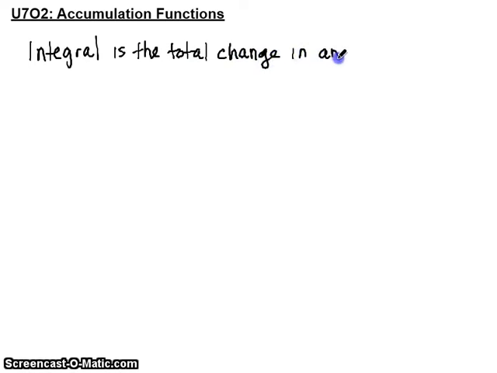Alright, in this video we're going to talk about Unit 7, Objective 2, the accumulation functions. We talked about this a little bit when we did Riemann sums and trapezoidal rules. The big idea that we need to get out of this objective is that an integral will tell you the total change in the antiderivative. So the integral is the total change in the antiderivative.